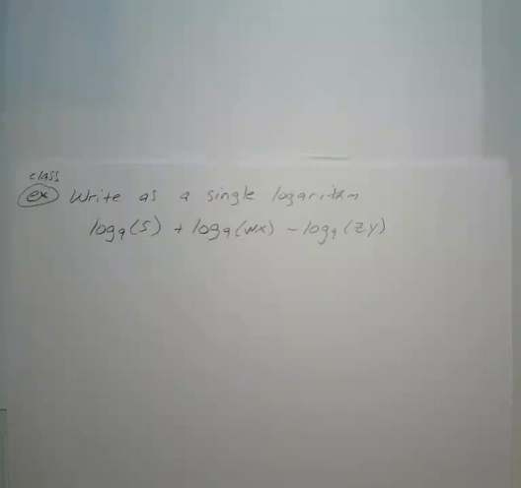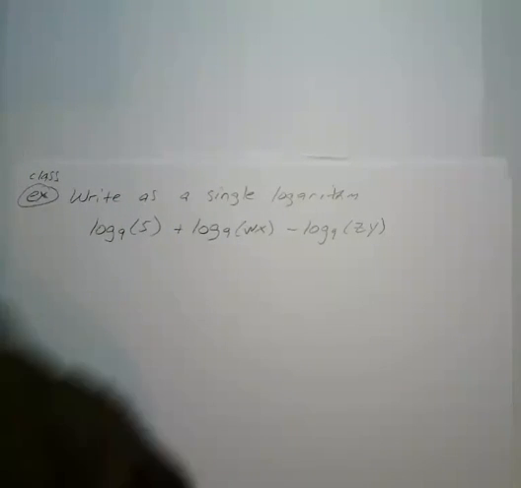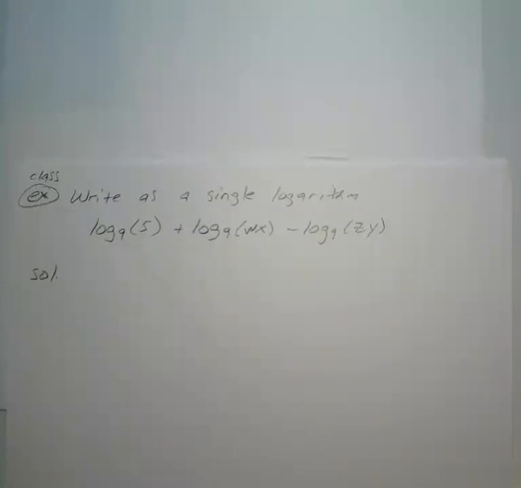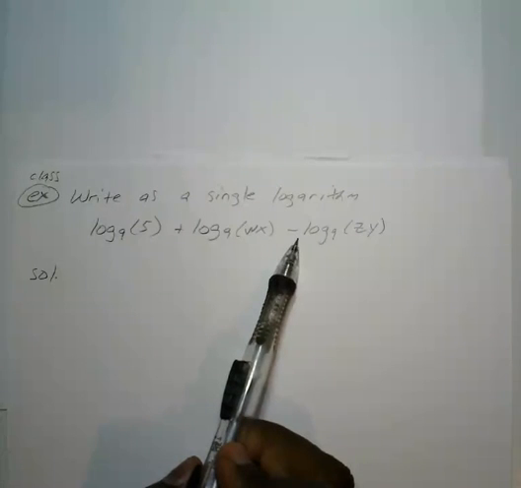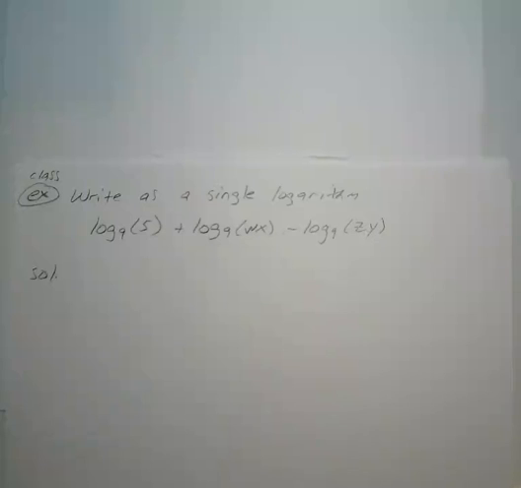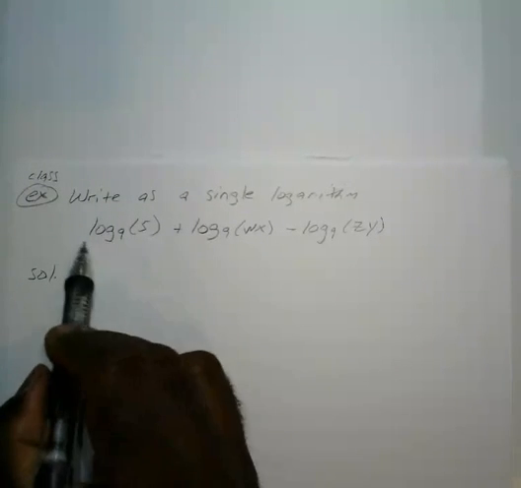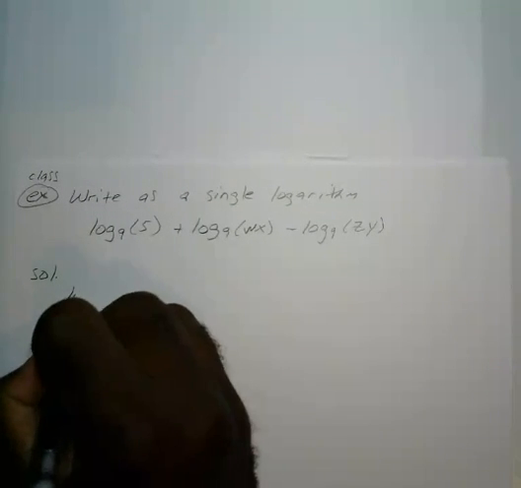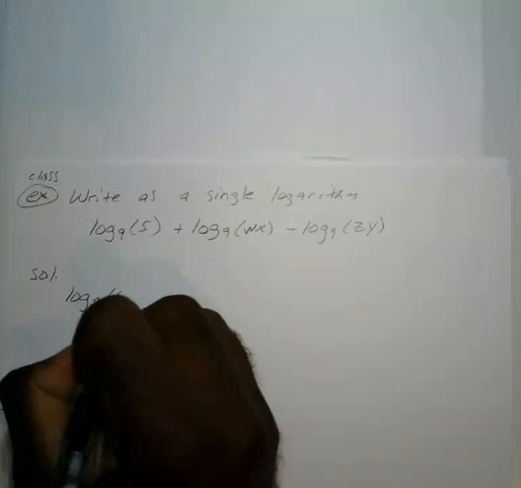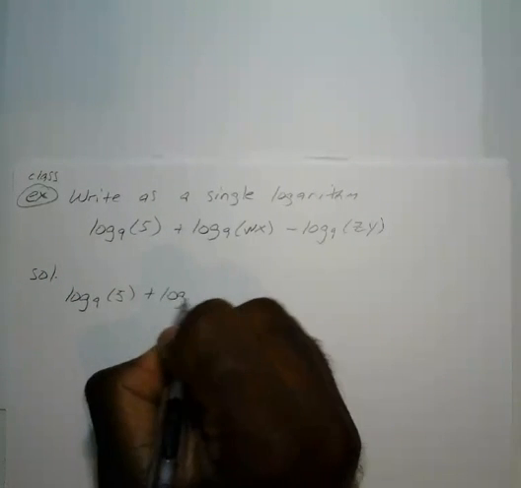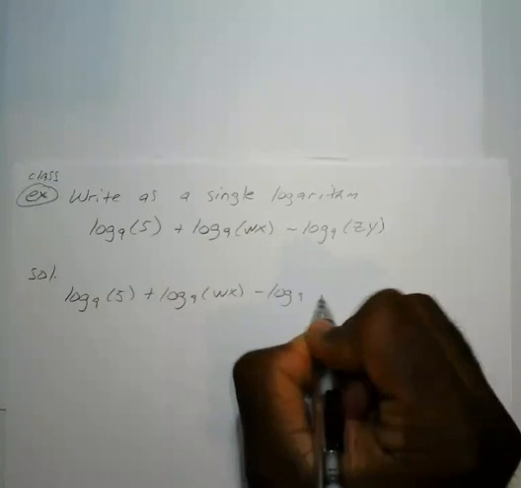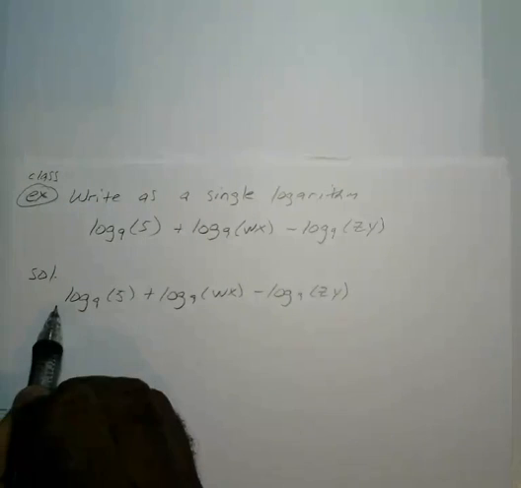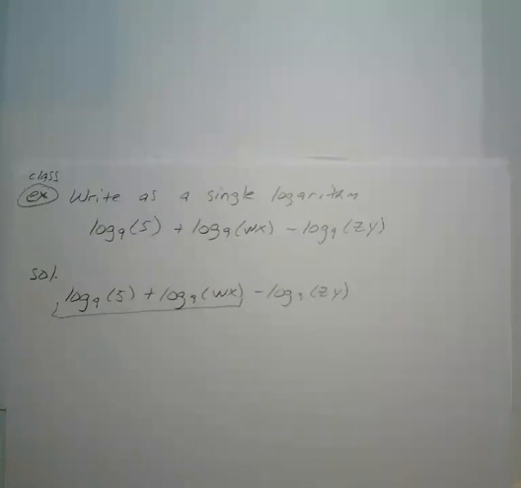All right, so I'm assuming you've already pressed pause and worked this one out. So let's go ahead and solve this one. Now we don't have any coefficients here to move up, so you don't have to worry about that. Okay, so you can skip that first step. So now going from left to right, I'm just going to go ahead and rewrite it. So log base 9 of 5 plus log base 9 of w times x minus log base 9 of z times y. Get the first two.